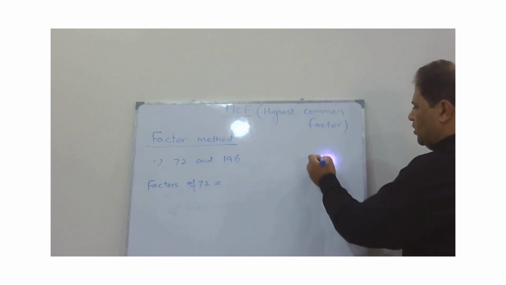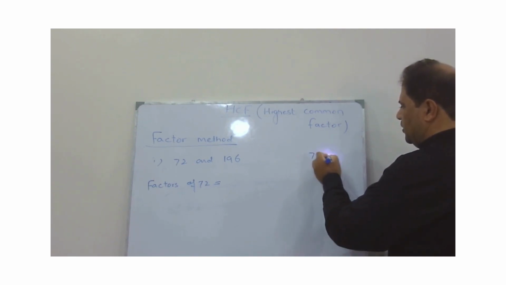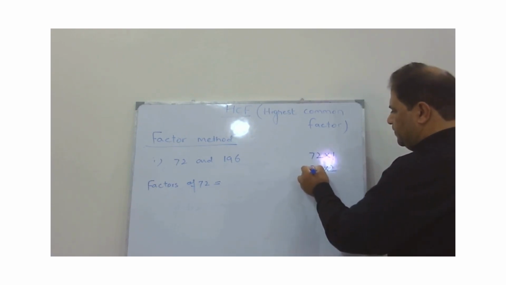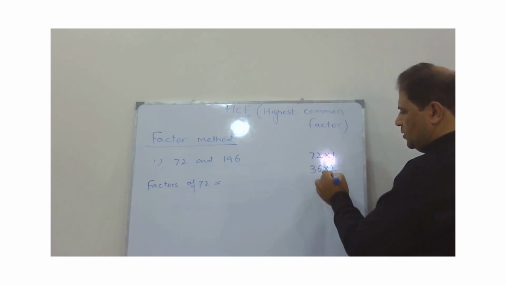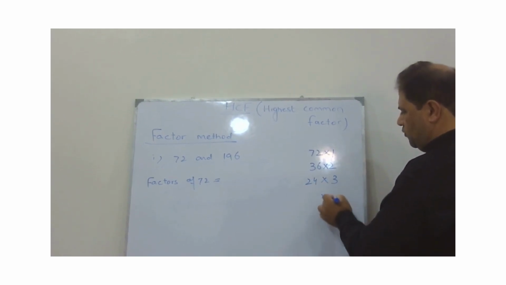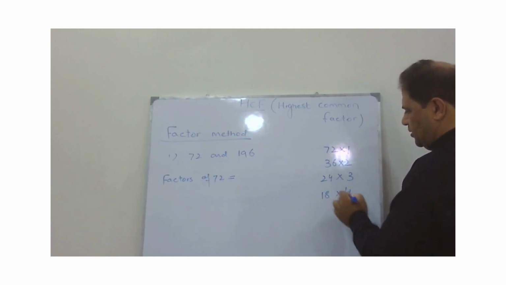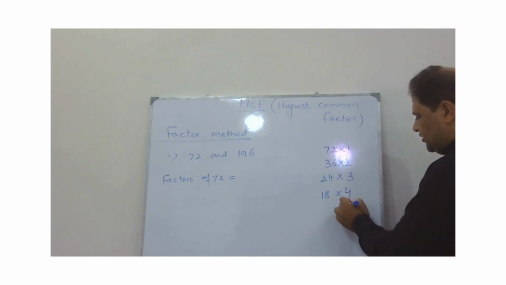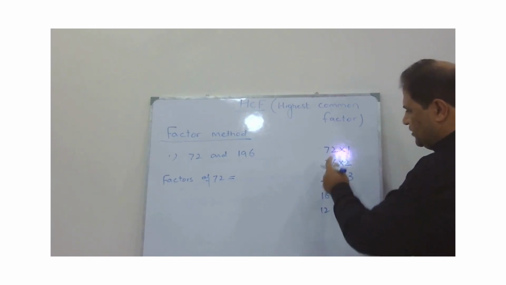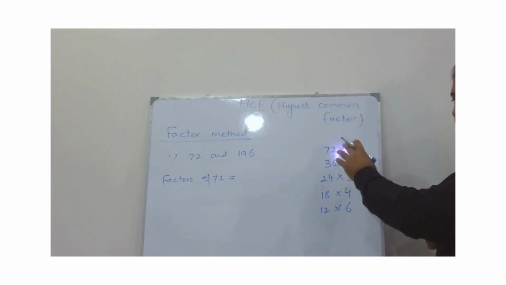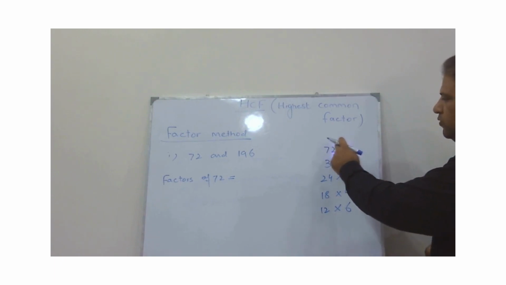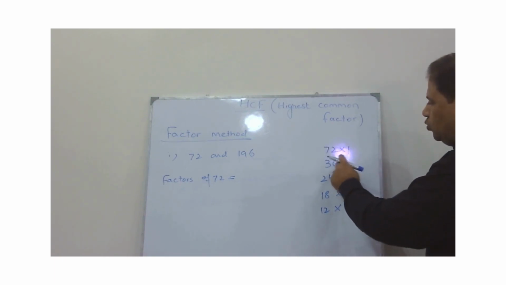For example, if we talk about 72, 72 ones are 72, these are the factors. 2 multiply 36, 3 multiply 24, 4 multiply 18. We cannot divide it with 5 because it's not a multiple of 5. Then 6 multiply 12. You can see that basically we are covering the numbers from start to the end. 1 from the first, 72 from the last, and 2 with the 36.